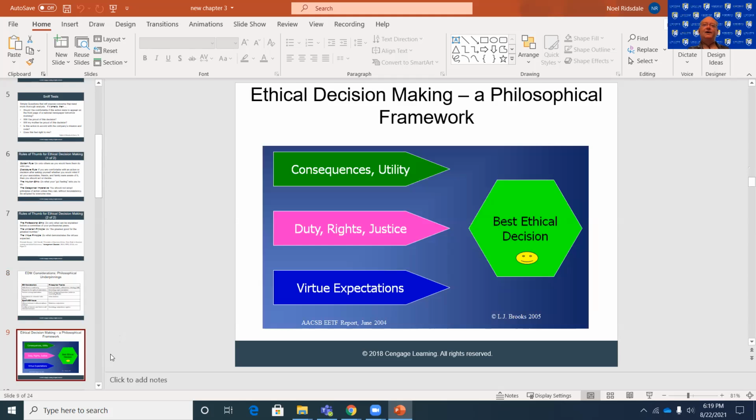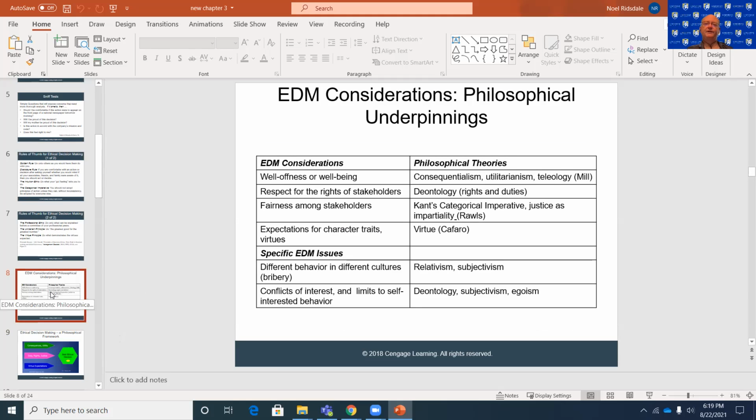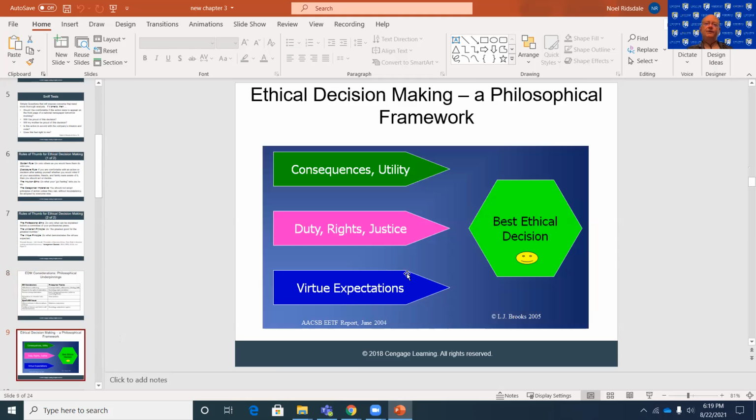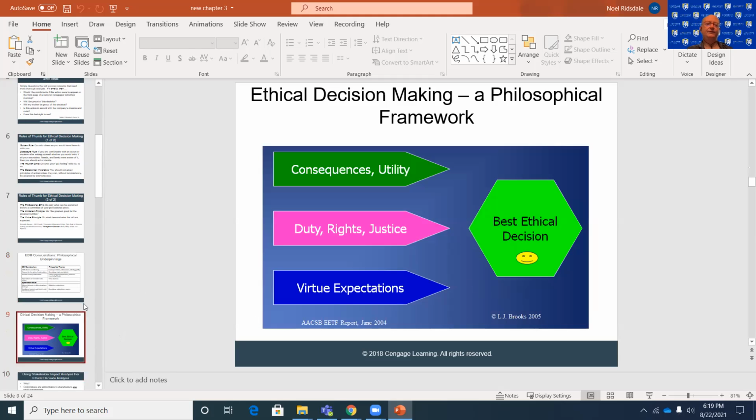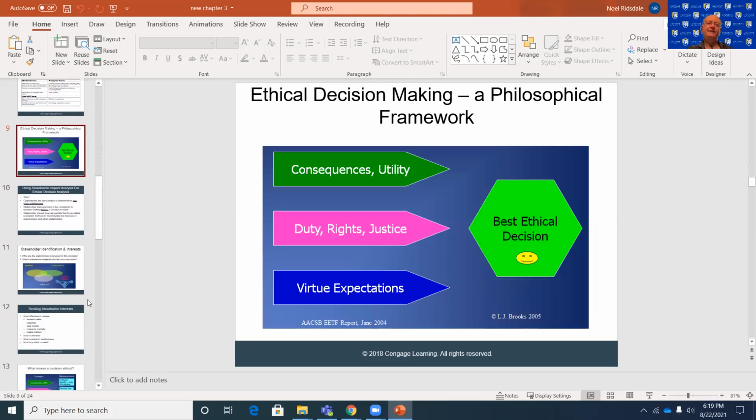So this is kind of how this works into making a good decision. These are the expectations from a philosophical standpoint that you factor in based on the slide before when we talked about that. This is what comes into play to make the best ethical decision. Now, do we always make that best ethical decision? Not always. But we try to, or you should.